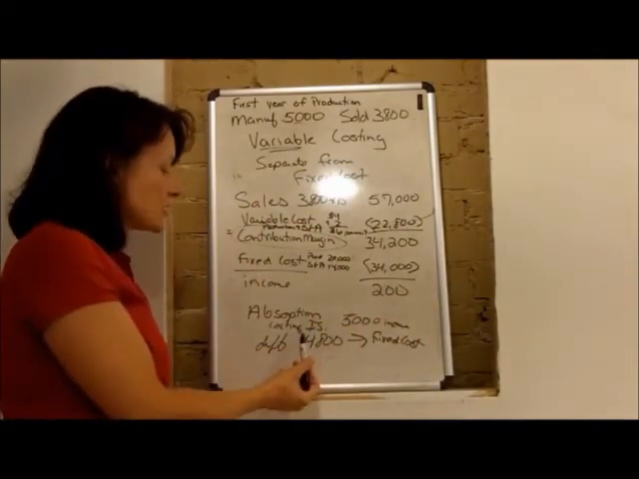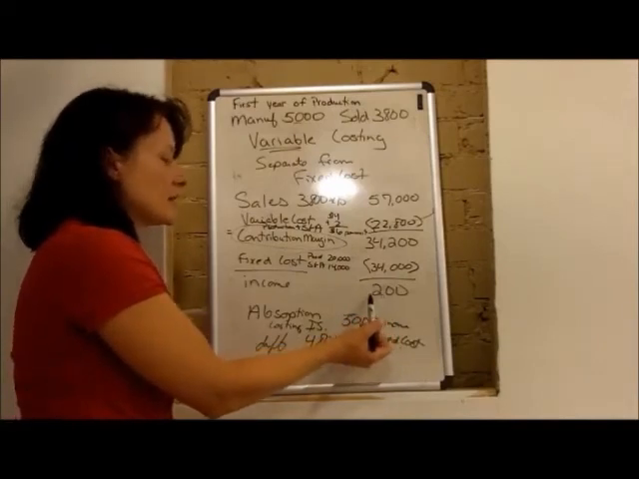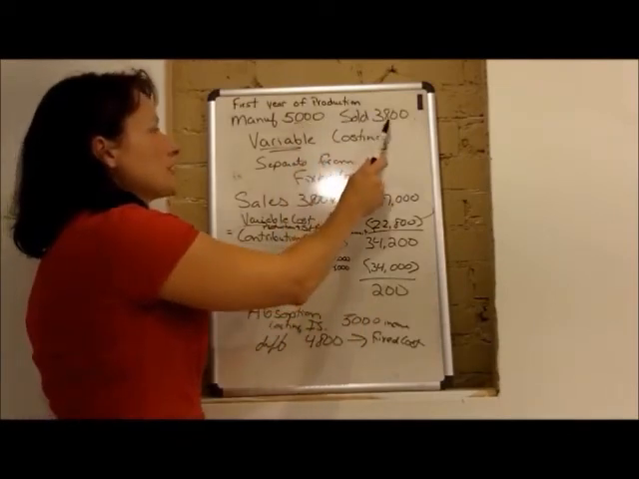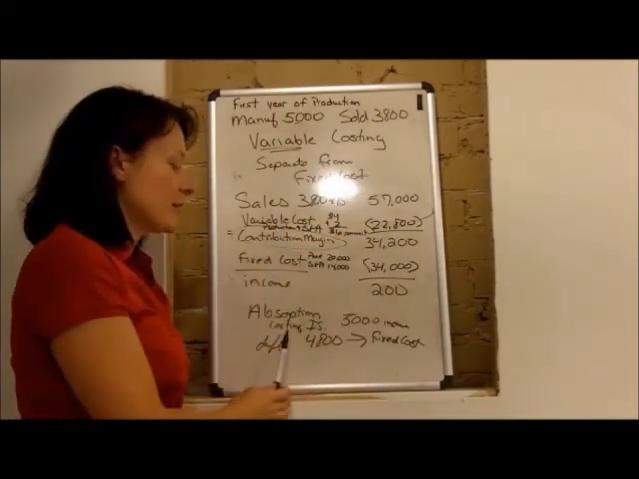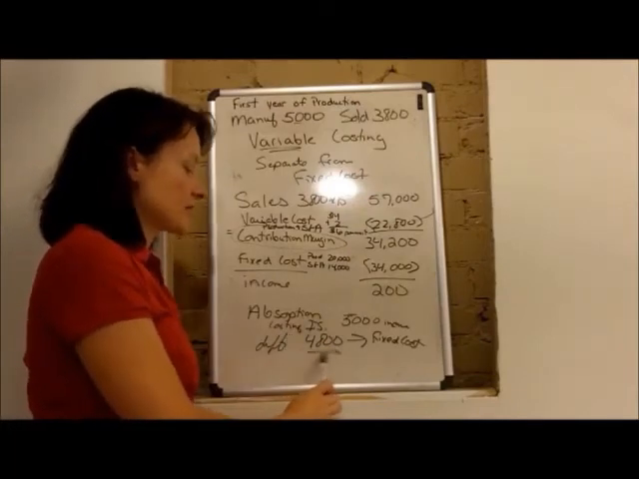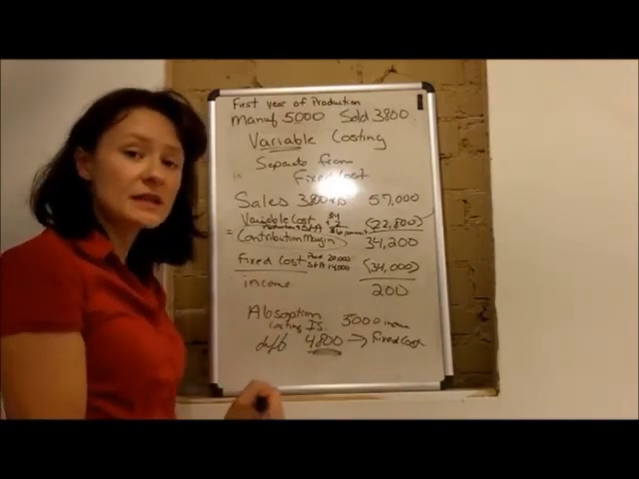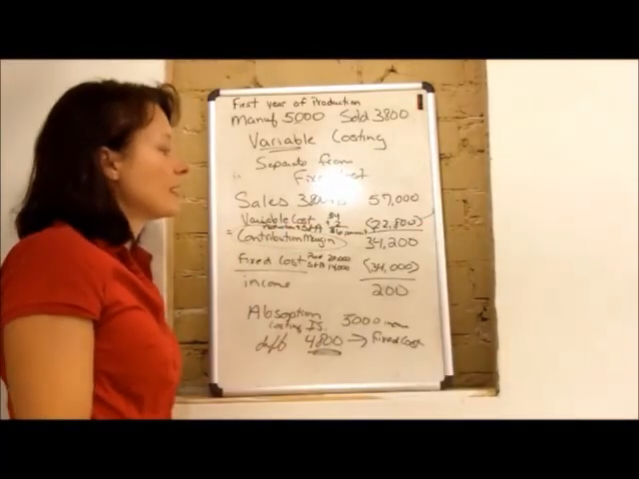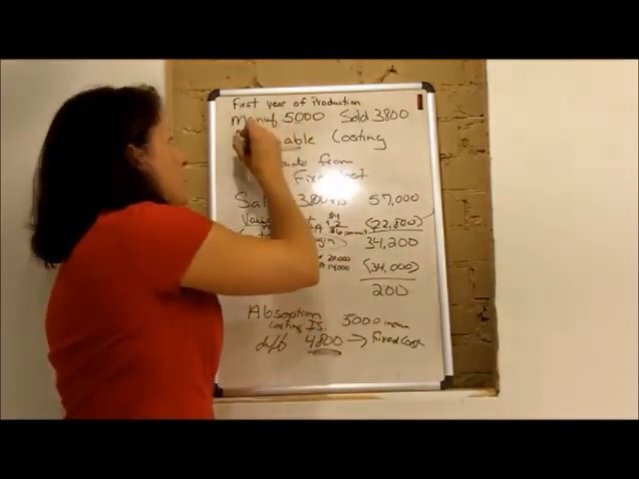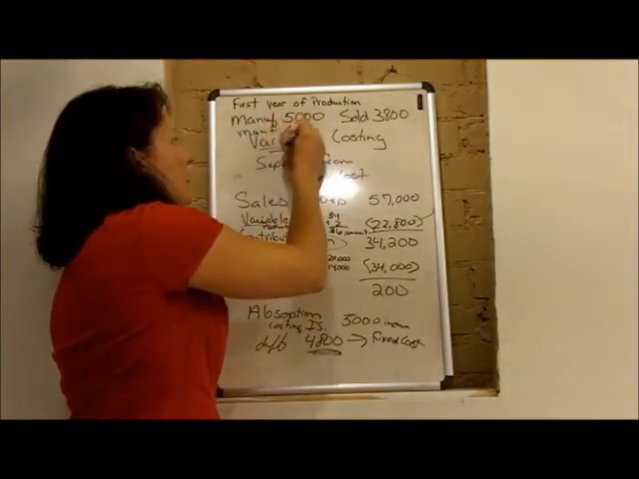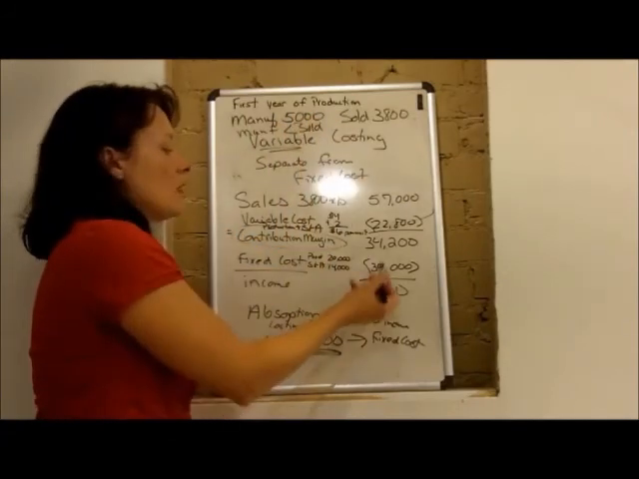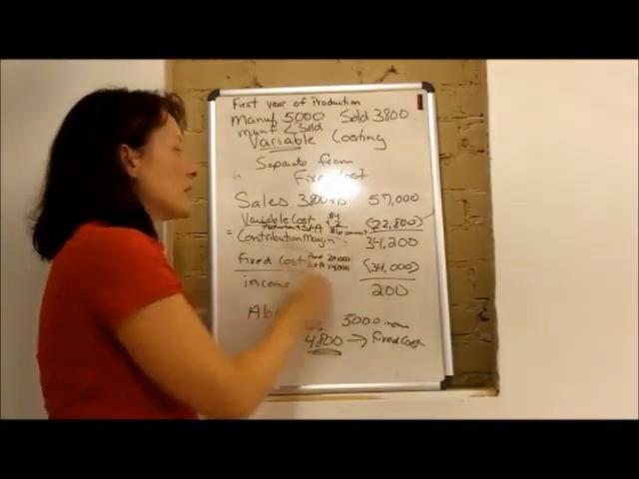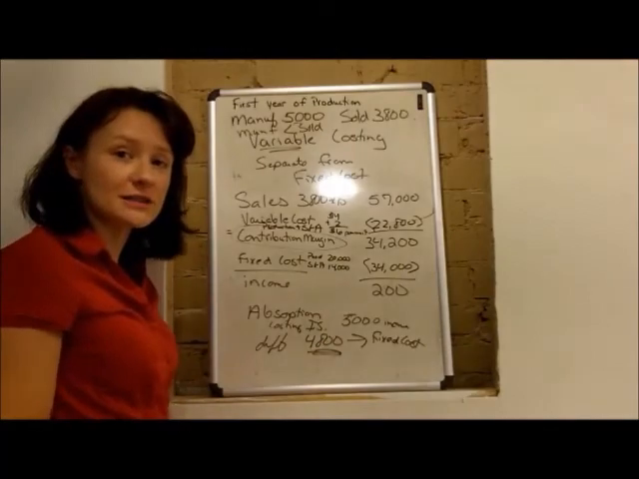So the difference between absorption costing and variable costing, the income is going to be when we manufacture more units than we sold, we're going to have a higher income under absorption costing due to the fixed cost being absorbed by the units that are not sold. When we manufacture less than we sell, we'll just have the flip of this. Our income statement under variable costing will be higher than our absorption costing.